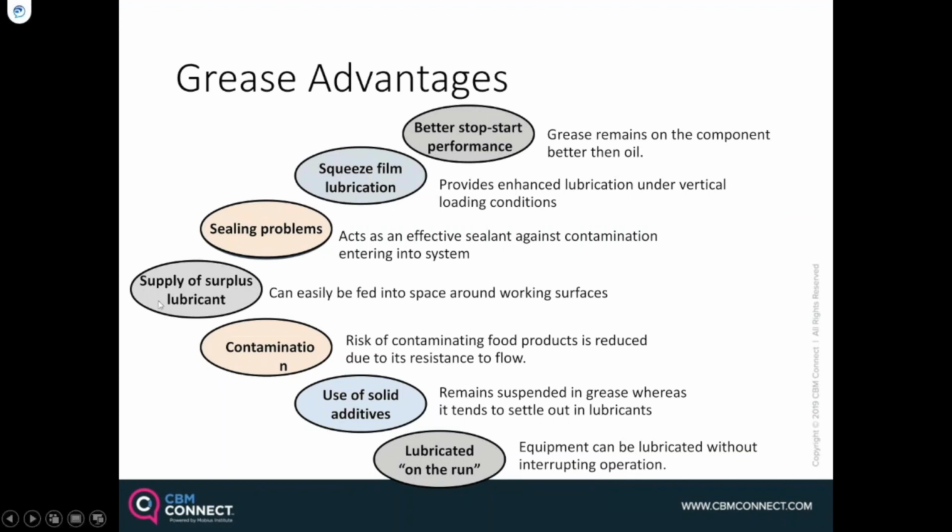You've got grease, and you can have a lot of them. These have reservoirs on bearings where you have excess grease in there, and it comes out over time. We've talked about the contamination. Greases are more prone to be able to keep solid additives in suspension. Moly, graphite, sometimes on extreme loads or shock loading, you want to have solid additives, and they can be suspended in the grease much easier than in an oil, of course. And it can be done on the run.